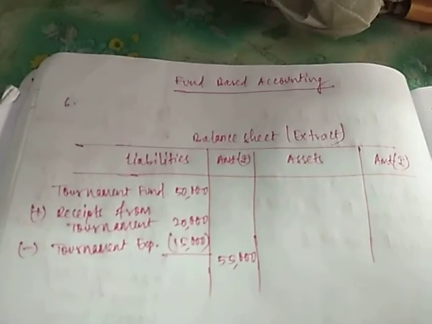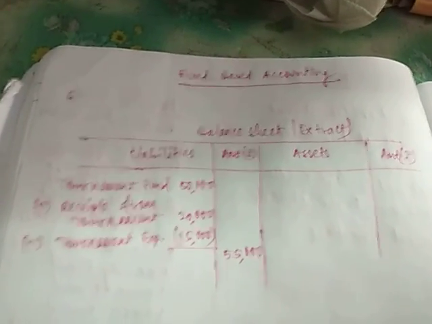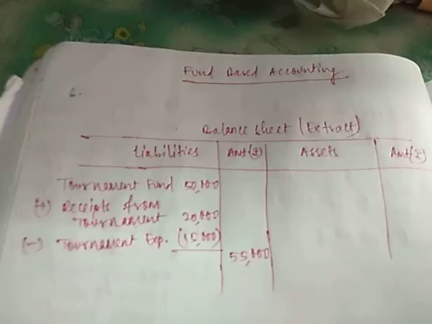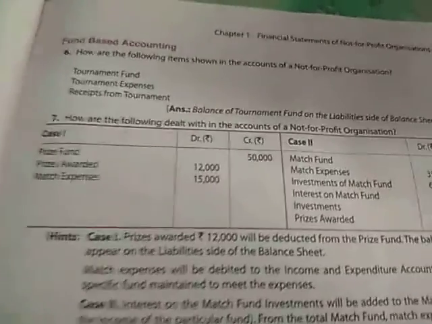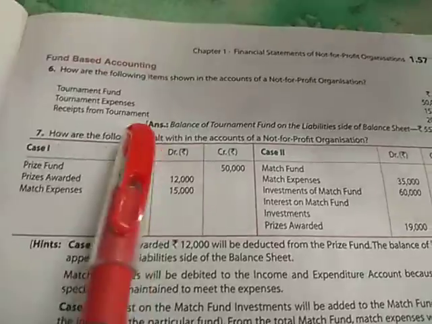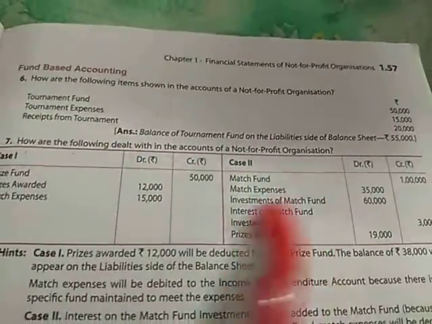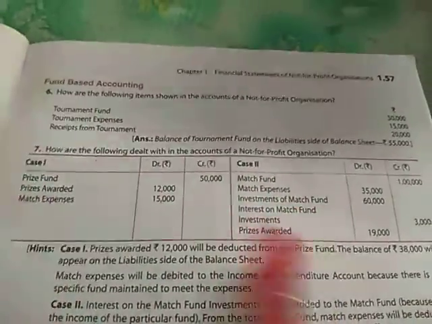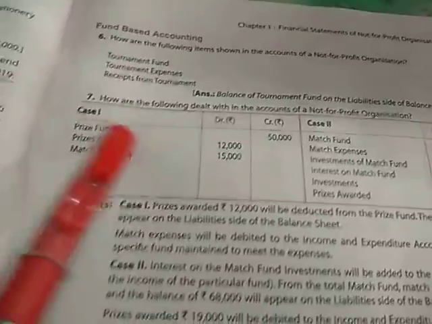I hope it is clear to all of you how the balance sheet will be prepared for showing these items. Next, question number 7 you can see here in the book. How are the following items dealt with in the accounts of a non-profit organization? Case 1 and case 2, two different cases are given. First of all let us go for case 1.